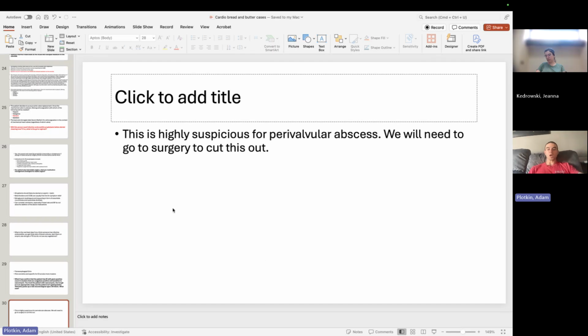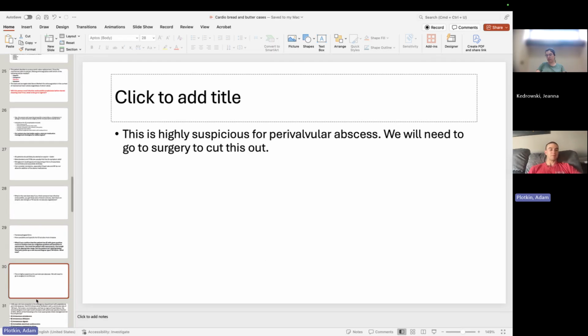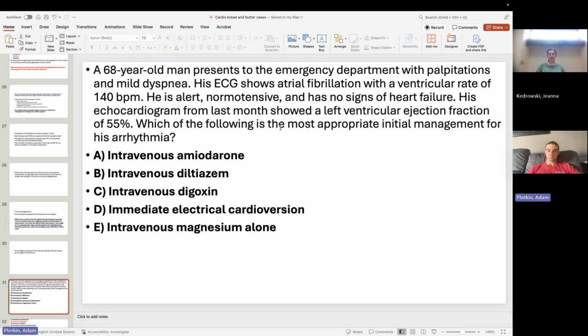So long story short, infective endocarditis, not getting better with the right drug, and new complete heart block or some sort of heart block, think about perivalvular abscess. We image, we find it, we surgically remove it. Make sense? Yep. All right.